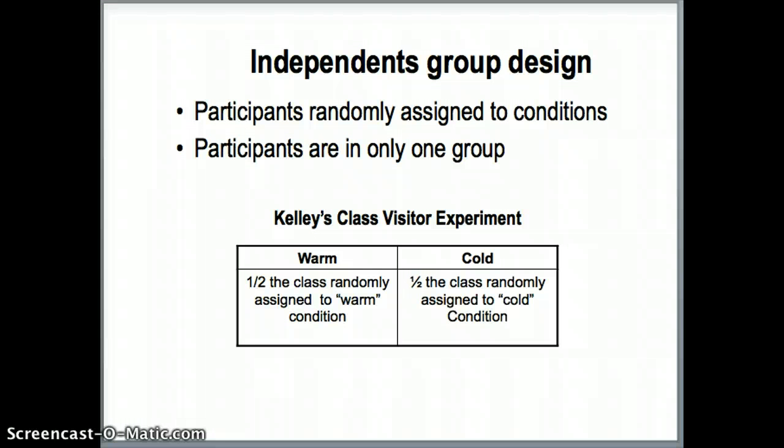If you're looking to test the difference between two means, between a warm condition and a cold condition, to see whether ratings of the class visitor's presentation were better or worse, the independent groups design is for you.